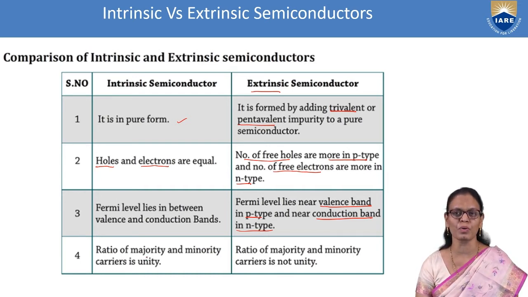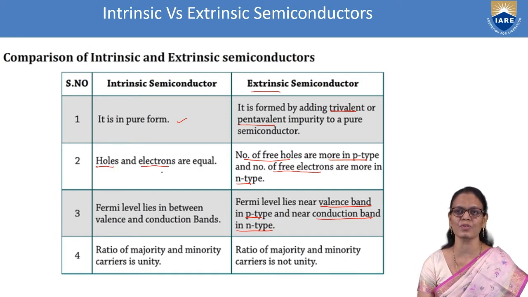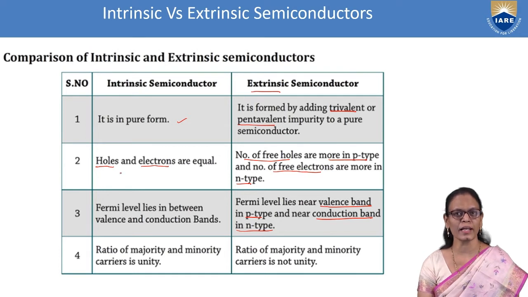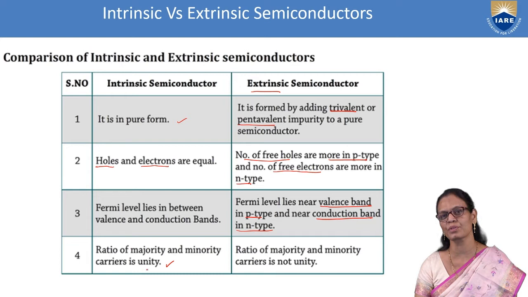And then the ratio of majority and minority carriers. In this case, because we are saying that the electrons and holes are equal, there is nothing like majority and minority. They are equal. Because they are equal, the ratio is always equal to 1. So we call the ratio unity.